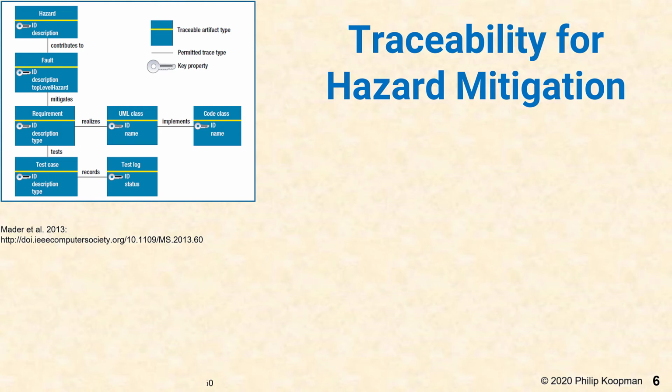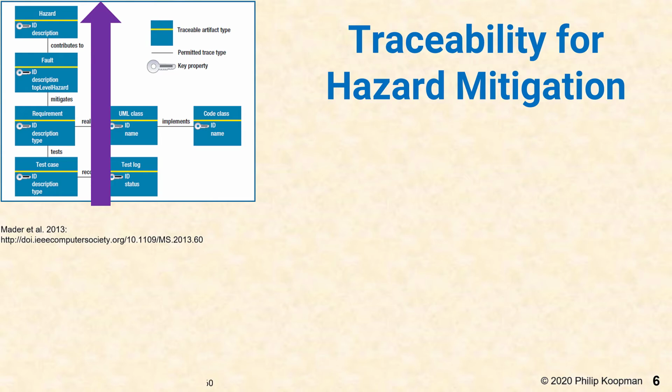As another example, let's consider traceability for hazard mitigation. The diagram in the upper left of the slide is a class diagram of the types of things involved in hazard mitigation, and you have to read it bottom to top. The bottom left of that part of the figure says test case, and a test case tests whether or not a requirement above it has been satisfied. That safety requirement mitigates a fault that's above that, and the fault contributes to a hazard.